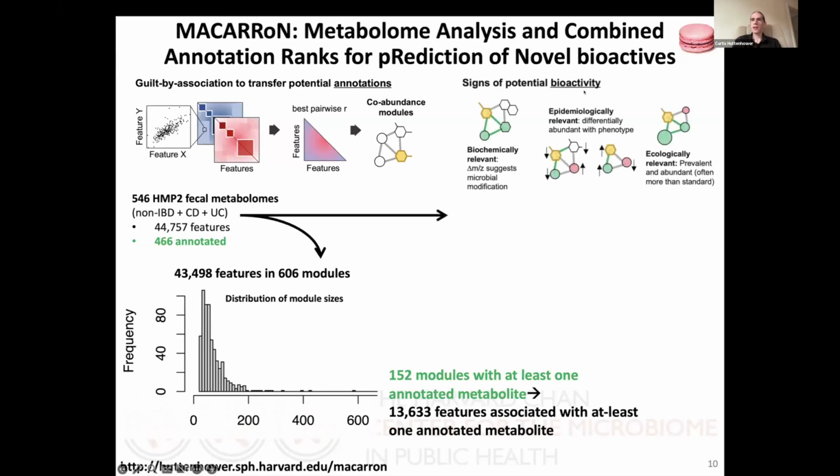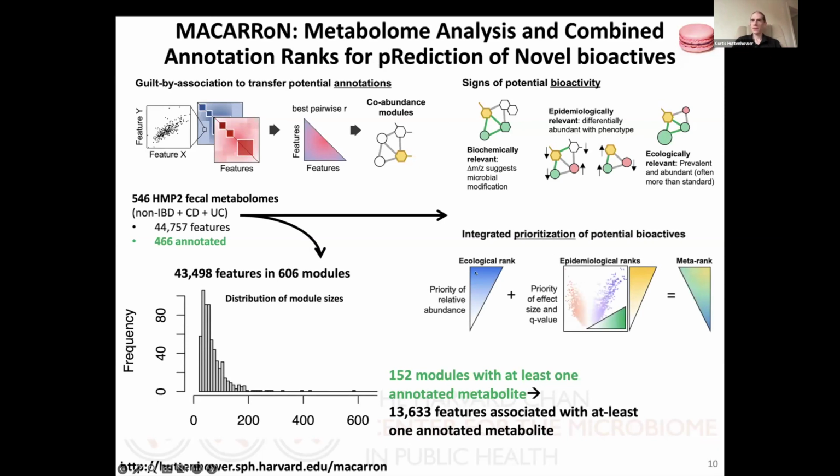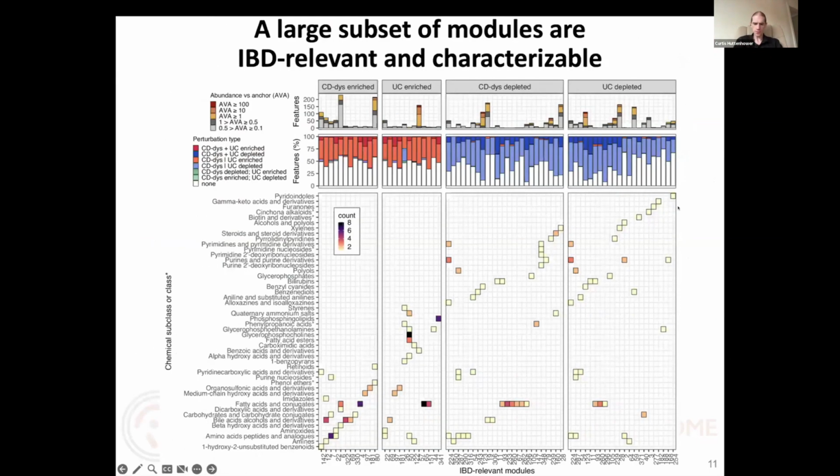In addition to this biochemical information, we can prioritize potentially bioactive chemicals using some of the same properties as Metavibola: ecological distributions, prevalence, abundance, variation across the population, and of course, association with a phenotype of interest. So just like in Metavibola, this gives us an integrated rank of not just which chemicals might be bioactive in a phenotype, but which identified chemicals they also associate with.